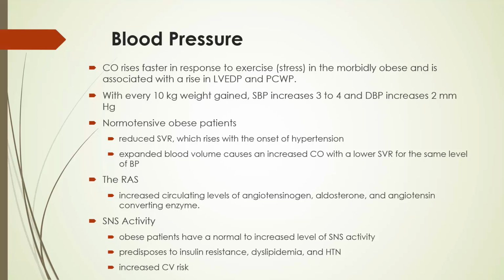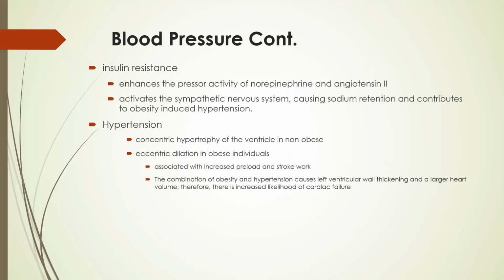Obese patients have a normal to increased level of sympathetic nervous system activity, which predisposes to insulin resistance, dyslipidemia, and hypertension. The obesity-induced comorbidities are therefore responsible for increased cardiovascular risk in the obese patients. Insulin resistance enhances the pressor activity of norepinephrine and angiotensin II. Hyperinsulinemia further activates the sympathetic nervous system, causing sodium retention and contributes to obesity-induced hypertension.